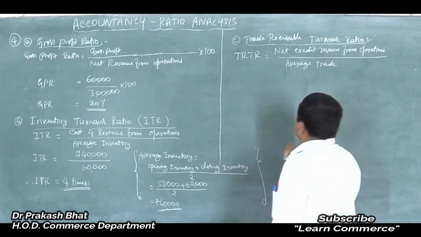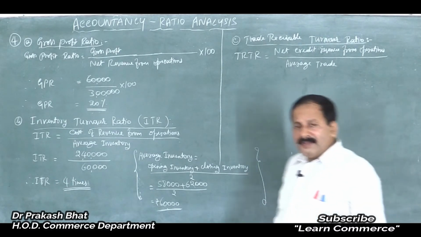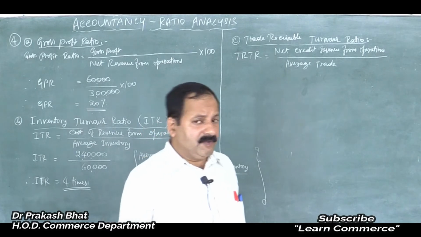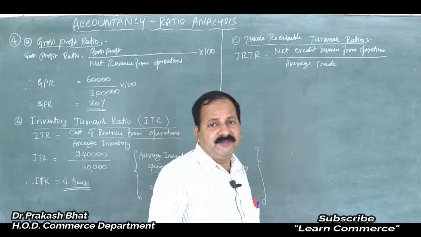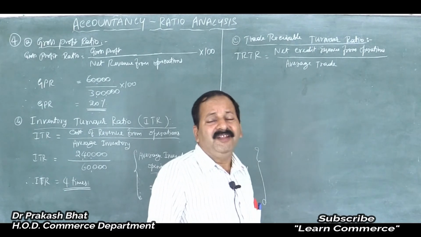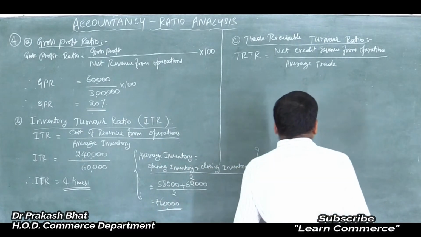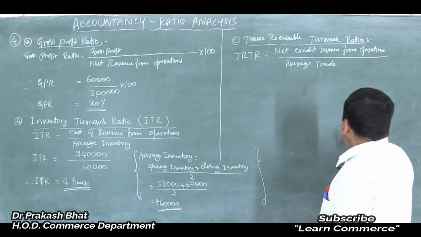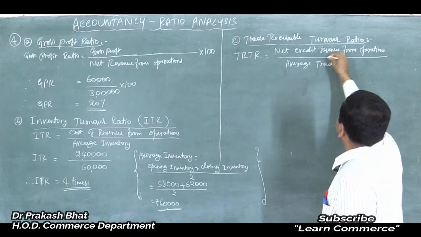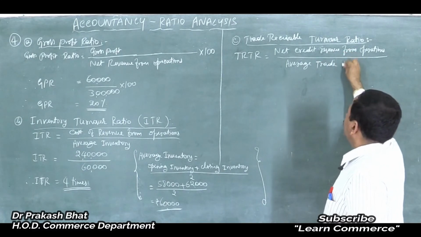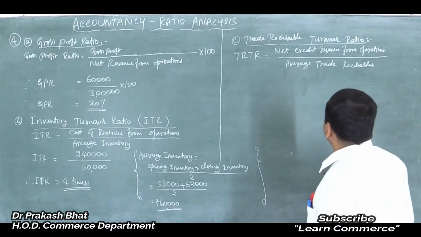What do you mean by average trade receivables? Average trade receivables is opening debtors and bills receivable plus closing debtors and bills receivable divided by 2. That is what average trade receivables is. If opening and closing separately are not given, then the entire amount given itself is the average, right? Average trade receivables.